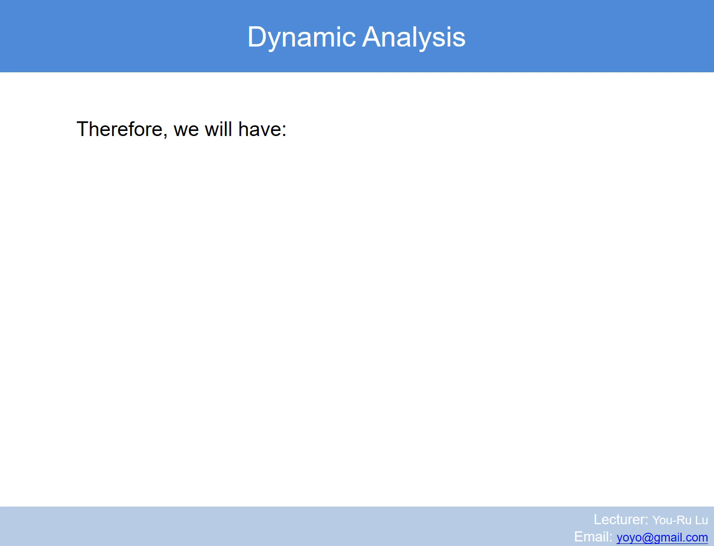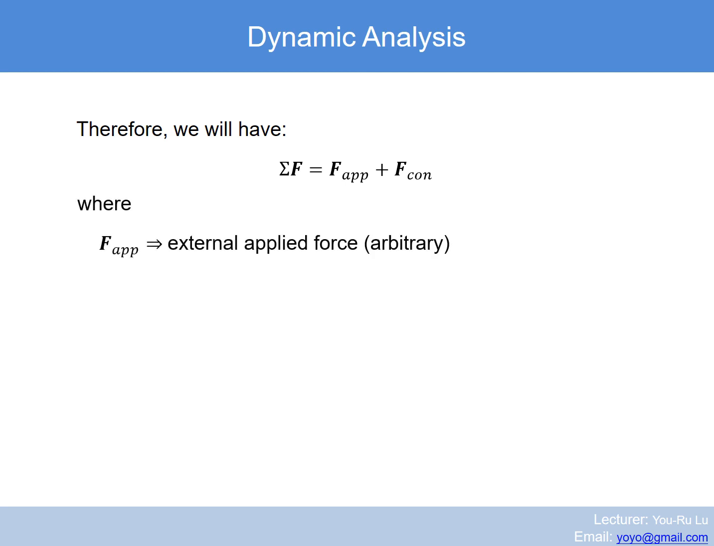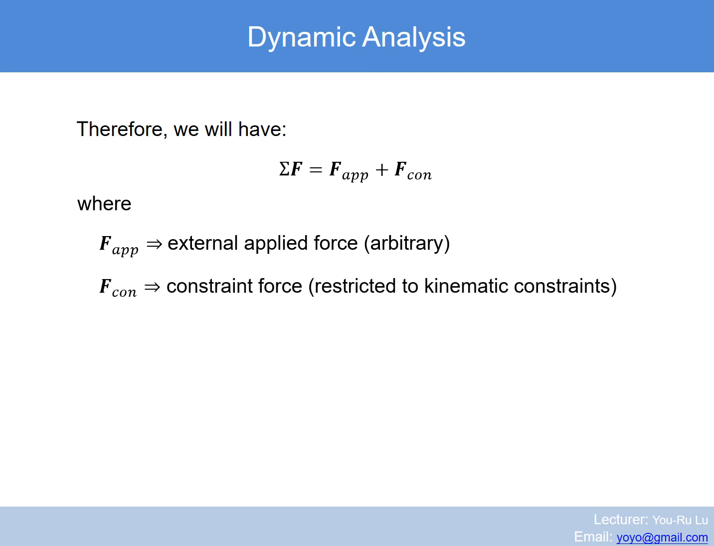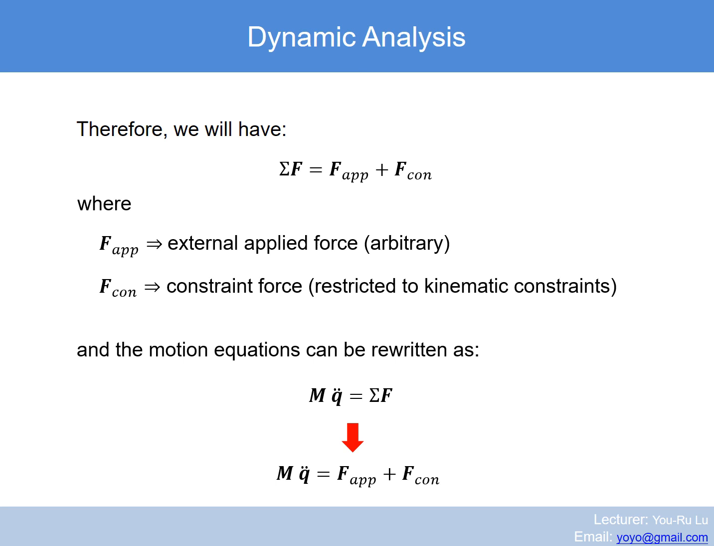Therefore, we know that the resultant force sigma F can be divided into two parts. One is external applied force, which is arbitrary, and the other is constraint force, which is restricted by kinematic constraint. So the motion equations can be rewritten as Mq double dot equals F applied plus F constraint.